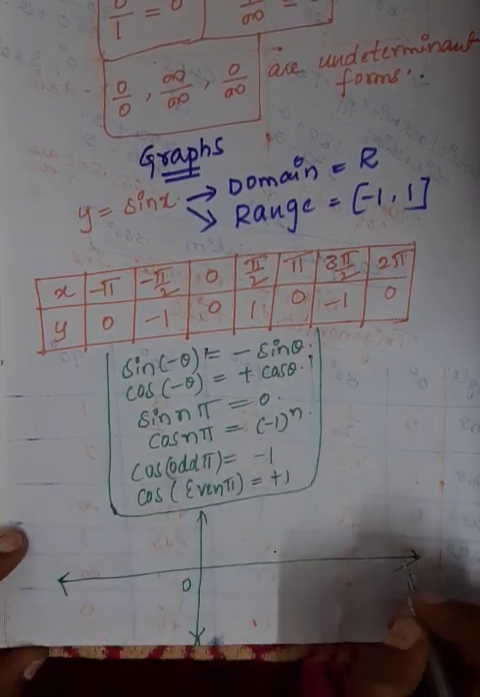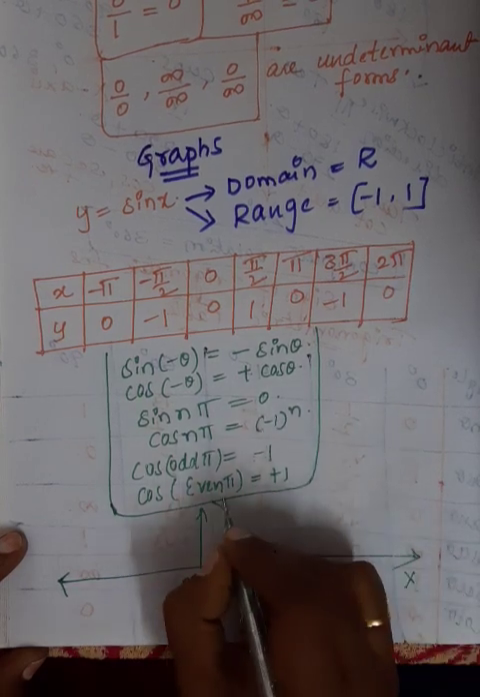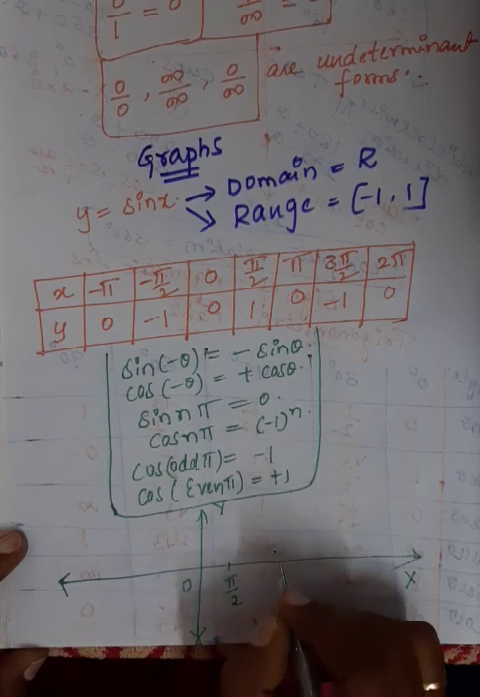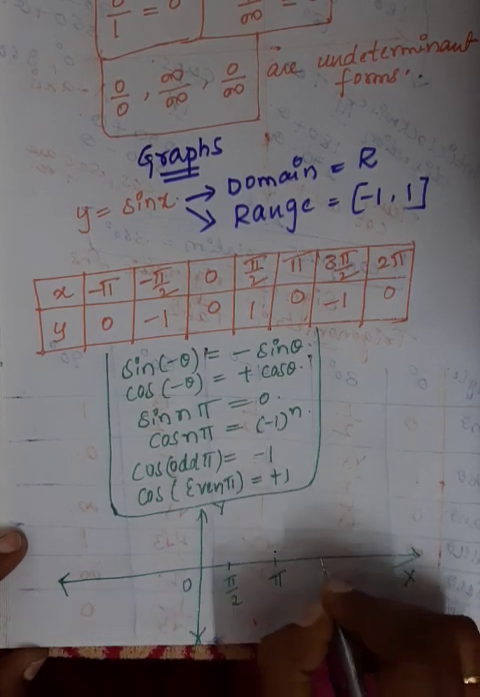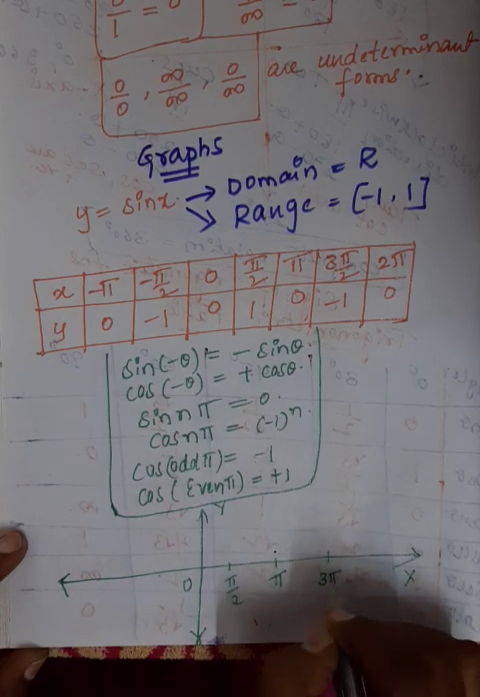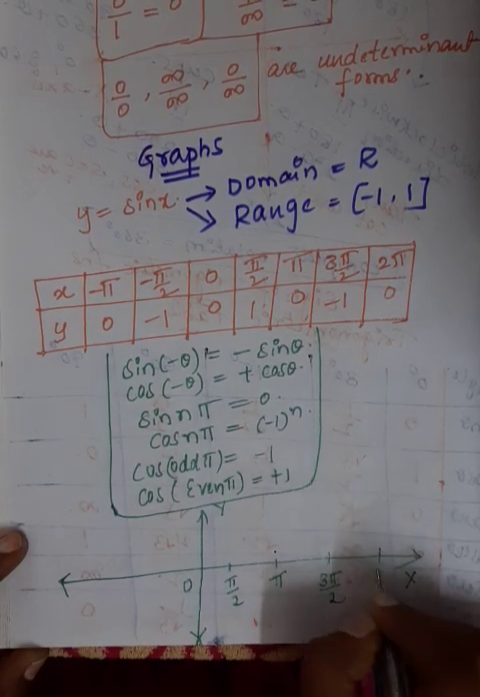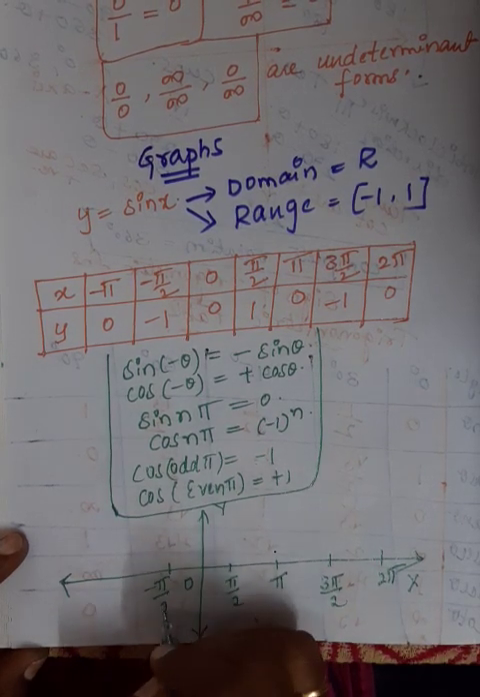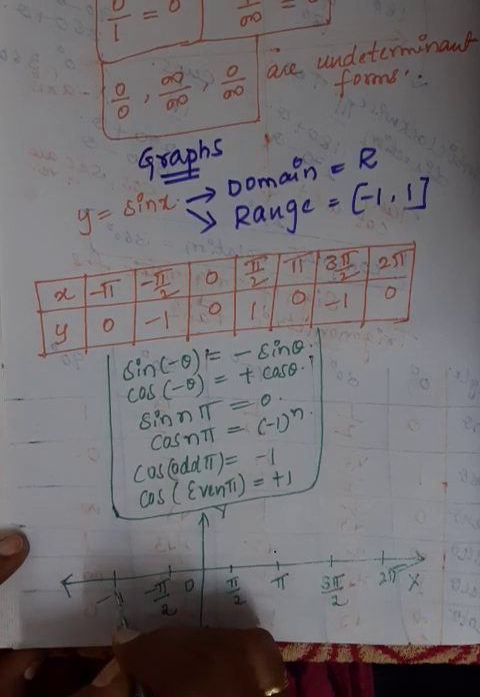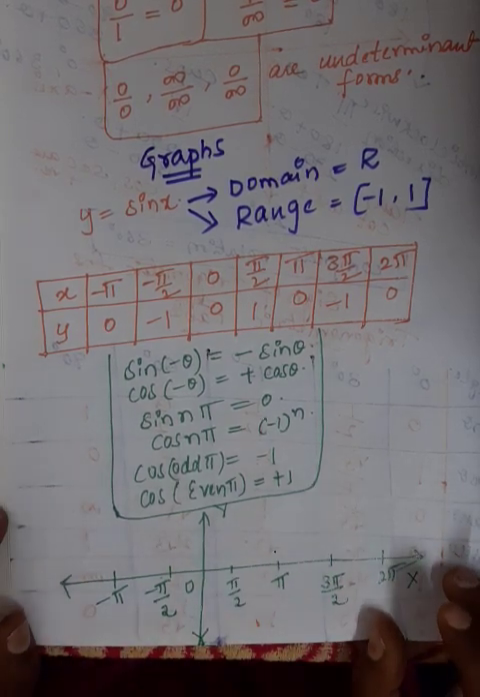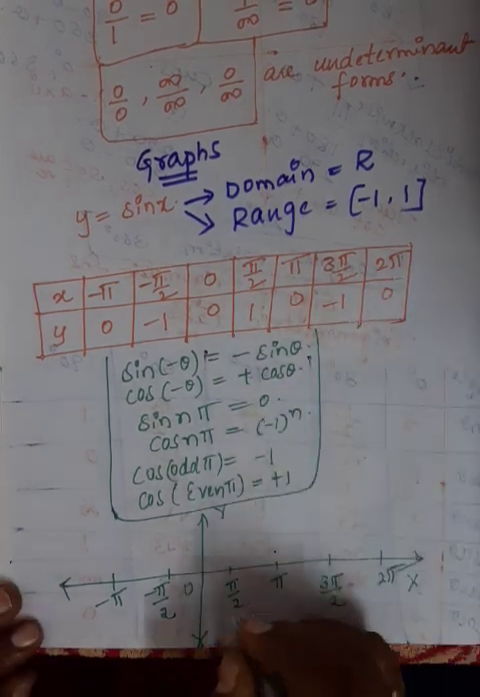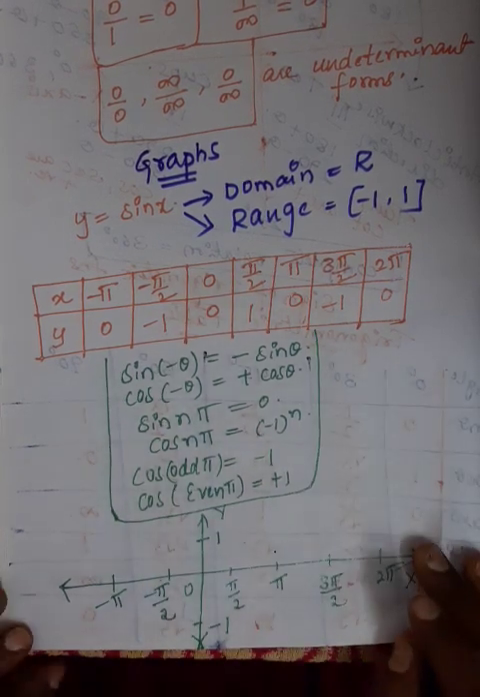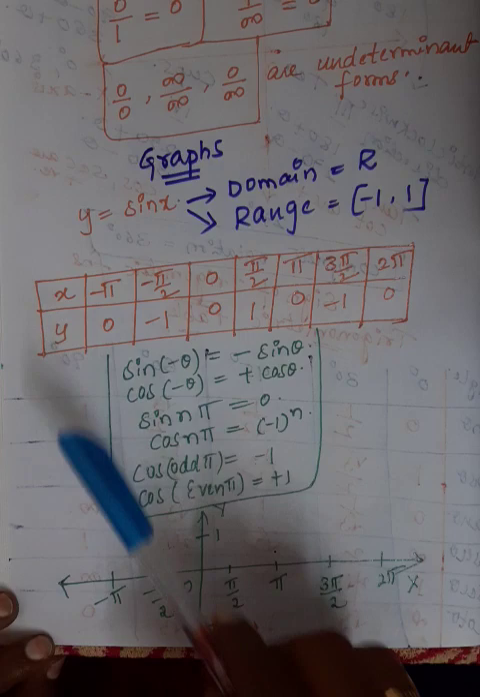This is origin, x-axis, y-axis. So on this you have to plot π/2, π, 3π/2, 2π. Here also -π/2, -π. And here 1 and -1. First of all, you have to plot these points in this graph.